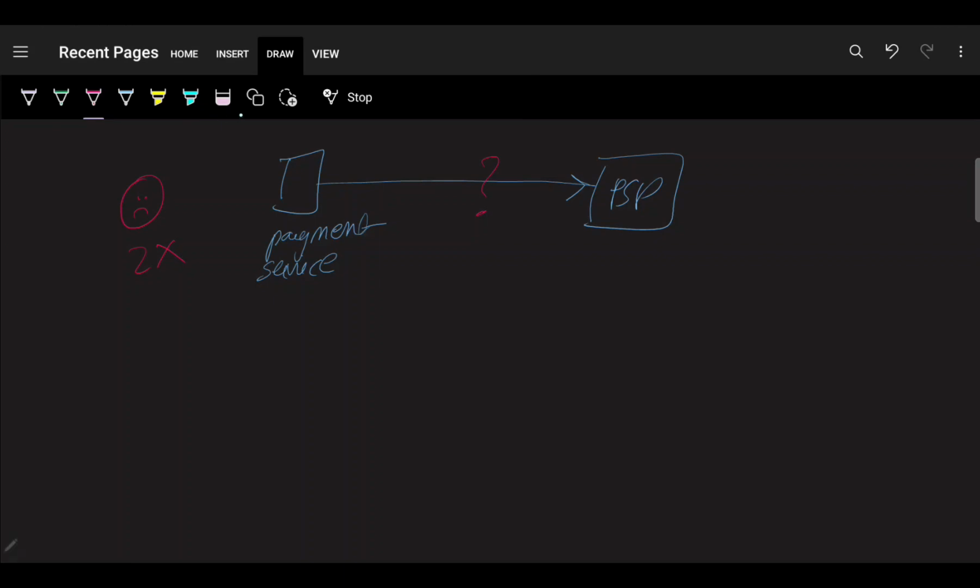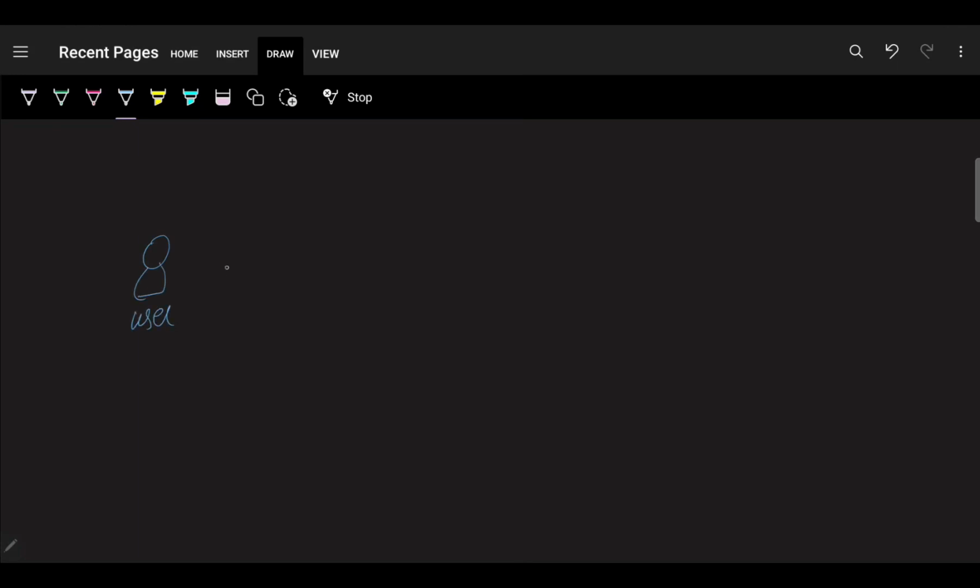So let me clear this out first, and let me draw the diagram in more detail, which will eventually help you understand it a bit better. So this is the user. It's communicating with the payment system, which furthermore is communicating with the PSP.